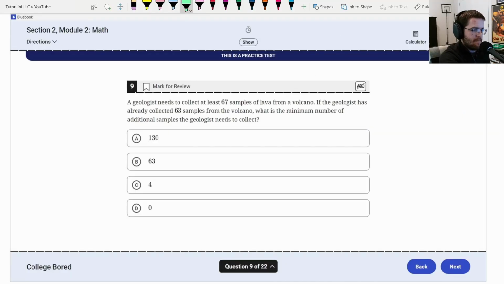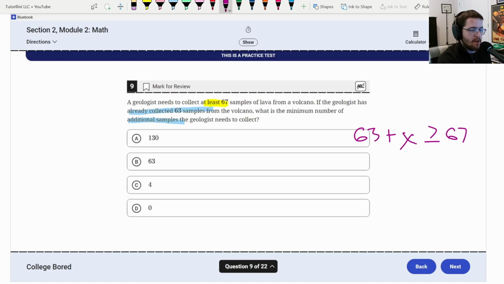Okay, question 9. So the question says at least 67. So at the end, I'm going to put, at least tells us to put a greater than or equal to sign. And I'm going to put 67. And here it says we already have 63, and we want to know how many additional we need. So I'm going to do 63 plus, we don't know how many additional, so I'm going to say x.